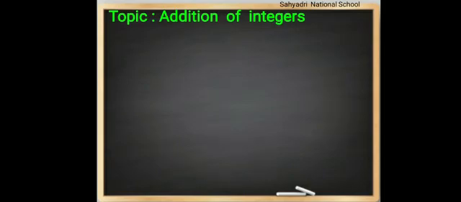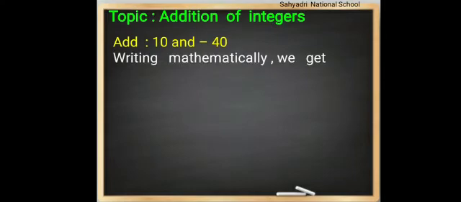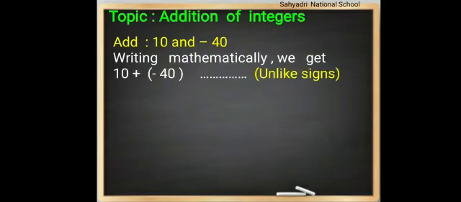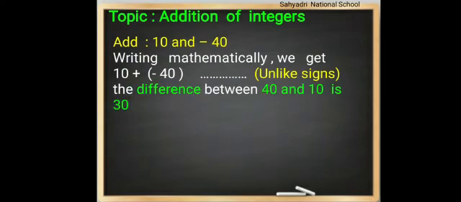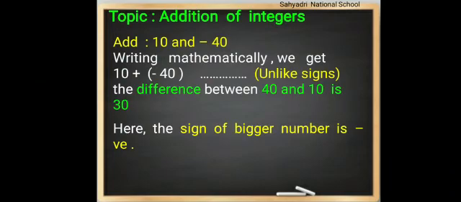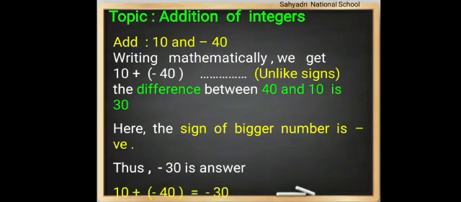Let us see one example of addition of integers. The example here is add 10 and negative 40. Writing mathematically, we get 10 plus minus 40. No two signs follow each other, and so minus 40 is included in the pair of brackets. This is case of unlike signs, as one number is positive, that is 10 is positive and 40 is negative. In this case, we find the difference between 10 and 40, and so the difference is 30, and sign of bigger number to the answer, so the answer is negative 30. Thus 10 plus minus 40 is equal to negative 30.